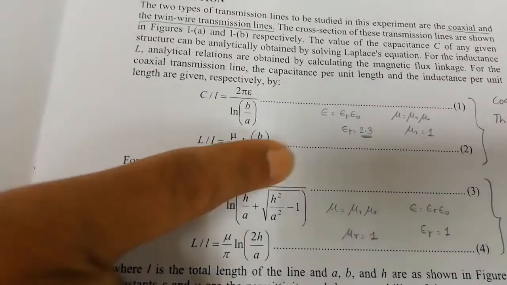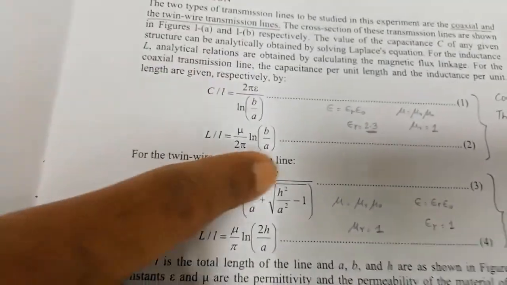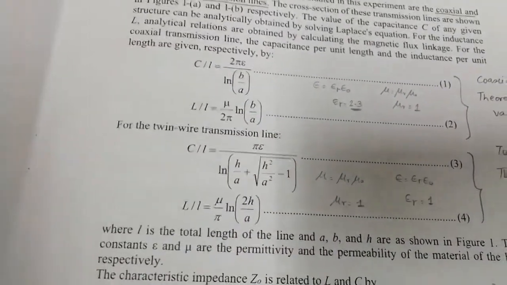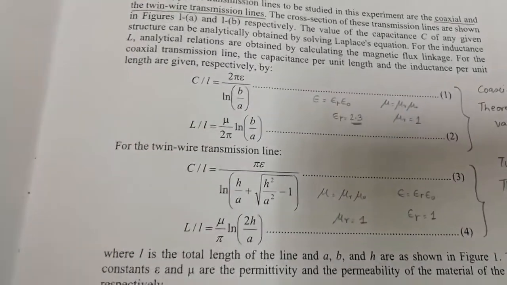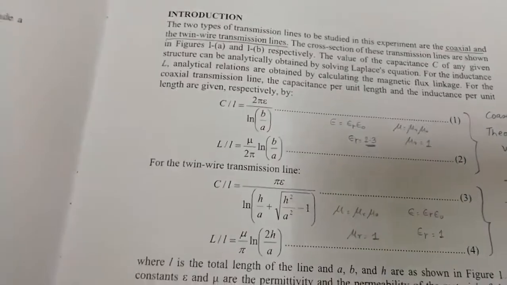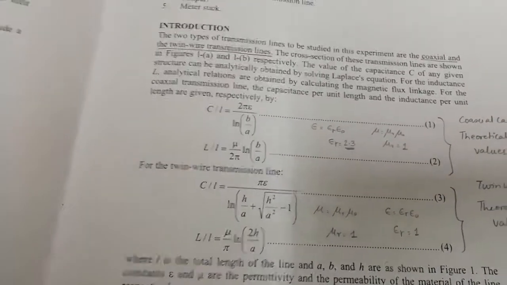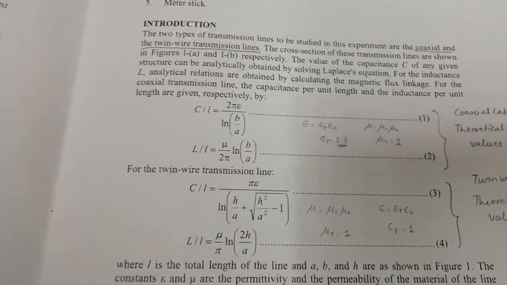So these are the expressions that we are going to use to find it theoretically. And the third one is from the manufacturers. So these are the three comparisons that we are going to do: theoretical, experimental, and from the manufacturer. So first let's start with the theoretical one.